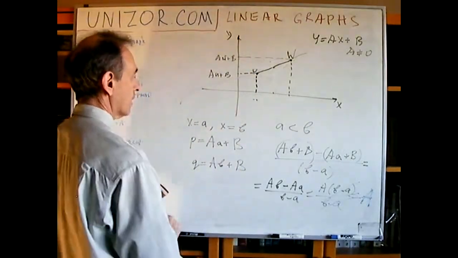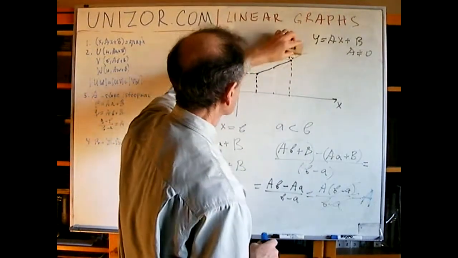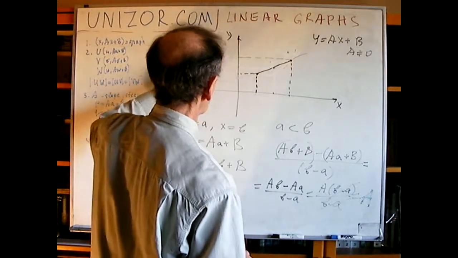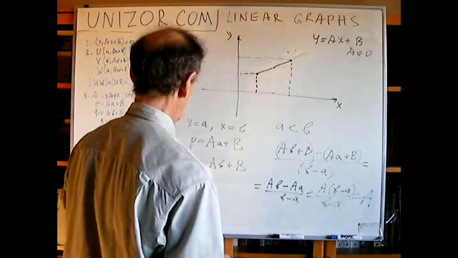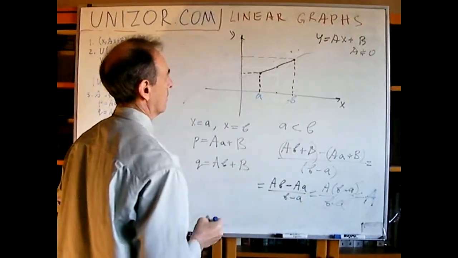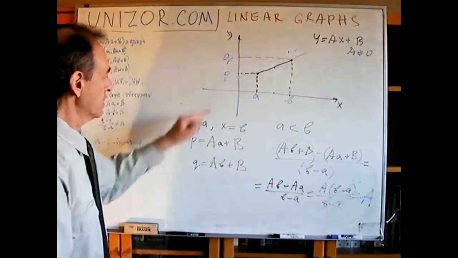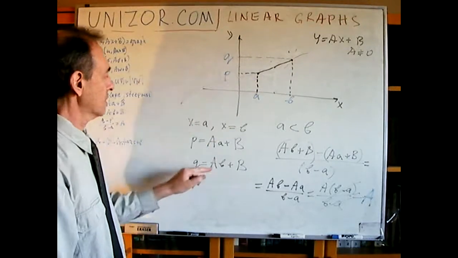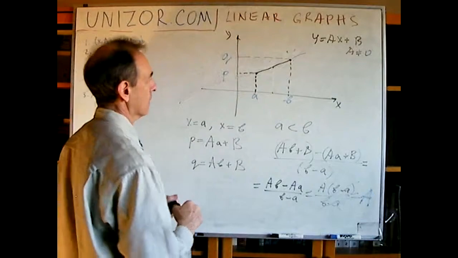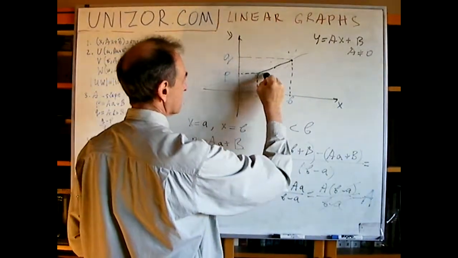So if you take two different points on a graph, this is A, this is B, this is P, and this is Q. P being aA plus b and Q being aB plus b. Now, what we see is the difference between P and Q is this.